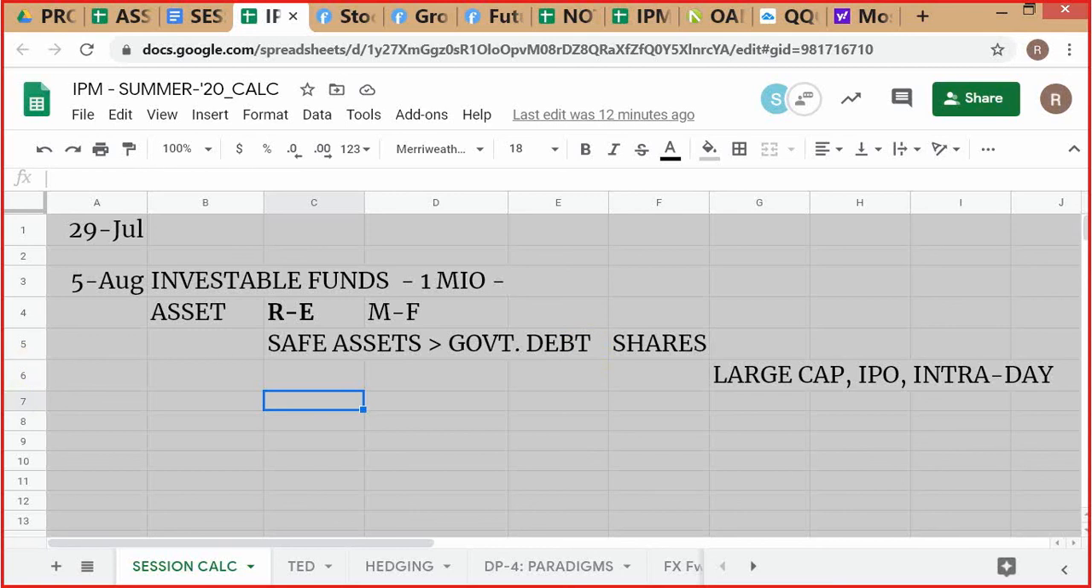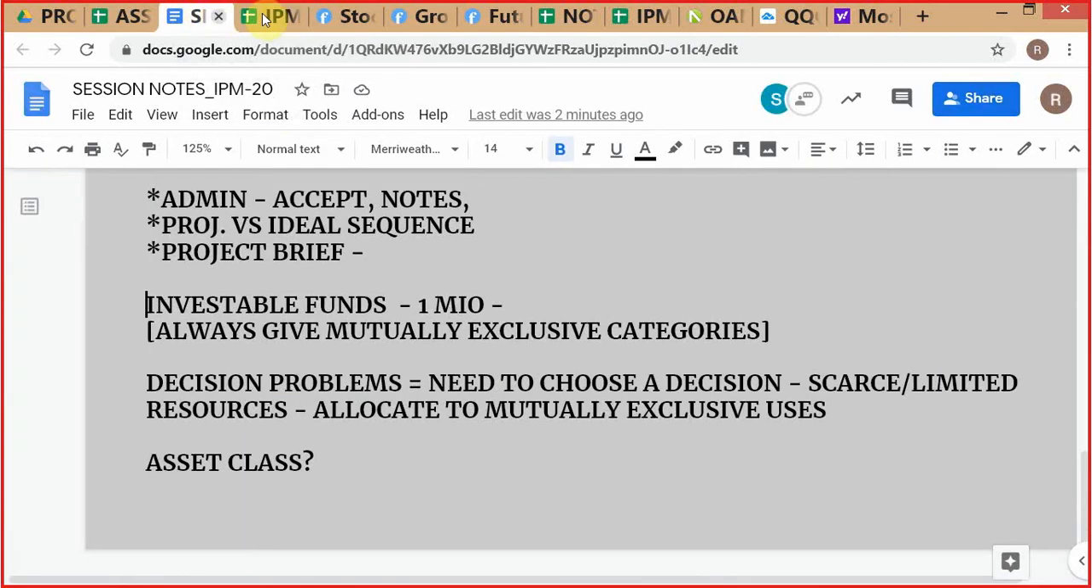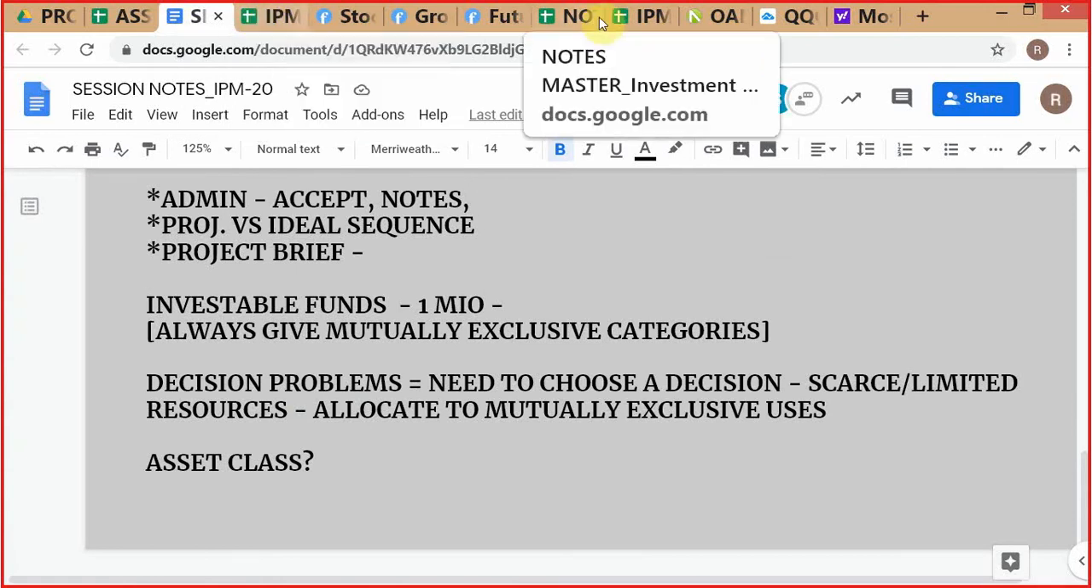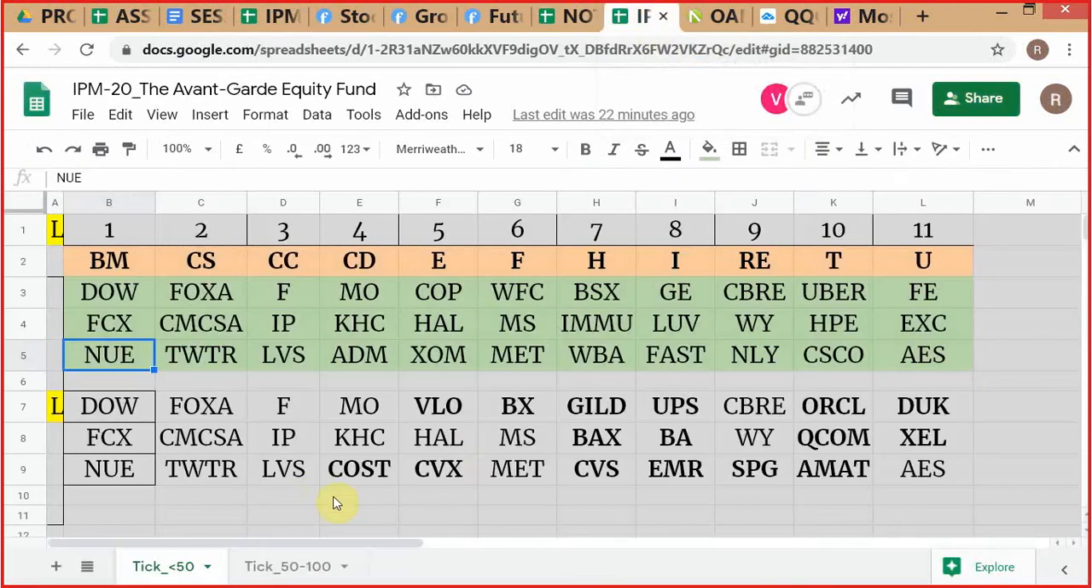Now Sachin has his hand up. We'll check with Sachin. Sachin, yes, anything you want to say? Yes, sir. You just gave us some stocks. Are these stocks crude or something else? Are these all normal investing stocks?